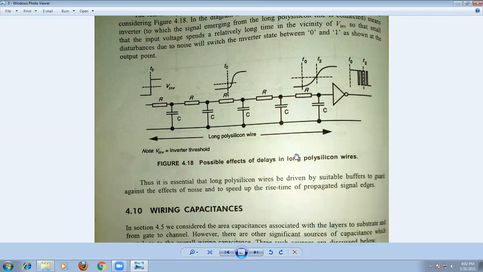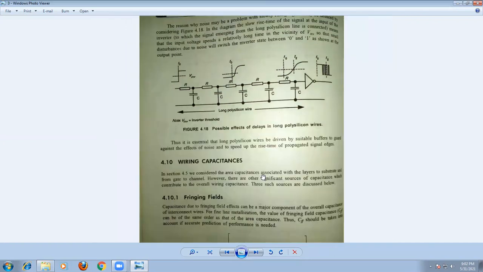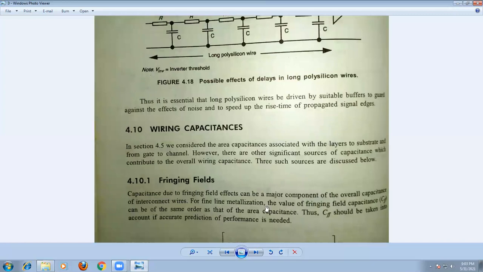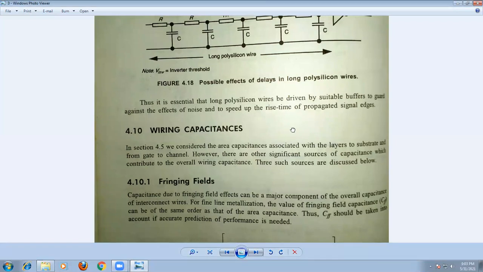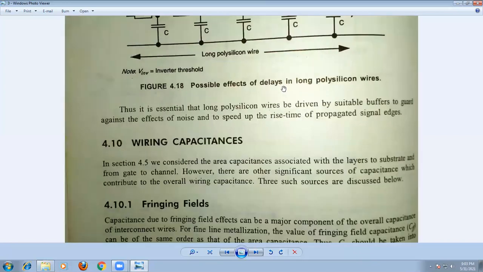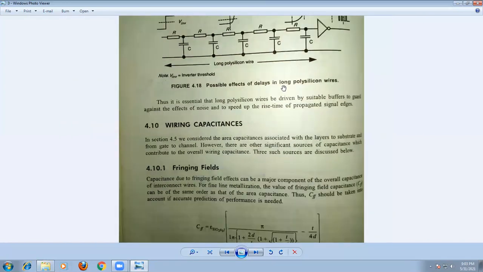In the next class, we will go for the wiring capacitance, then fan-in and fan-out, and then the choice of layers. Once again, just remember these important topics, but these two are very, very important. From the examination point of view, you have to remember these problems that exist in propagating the signal from one point to another.